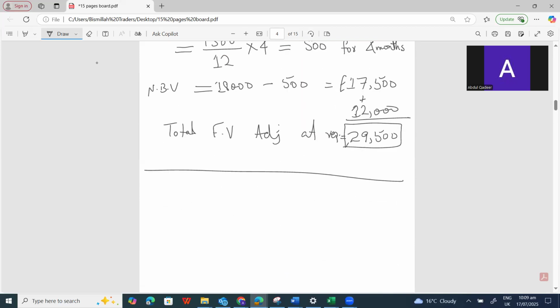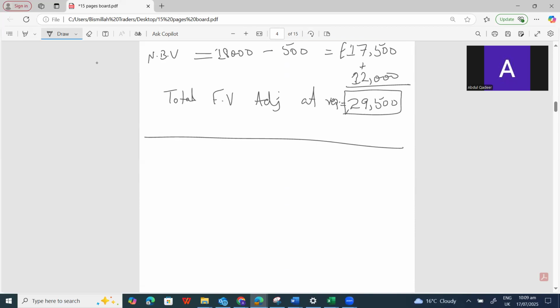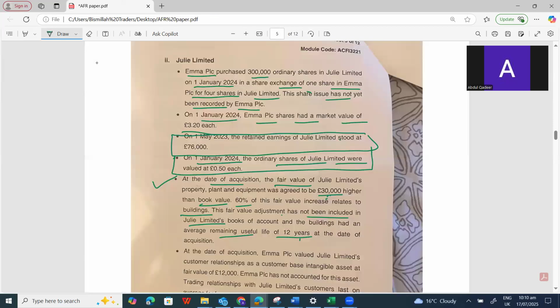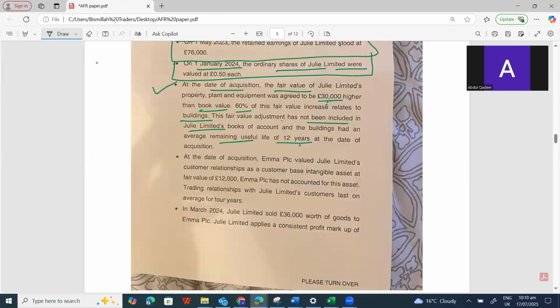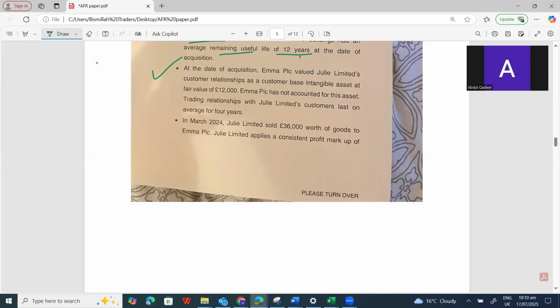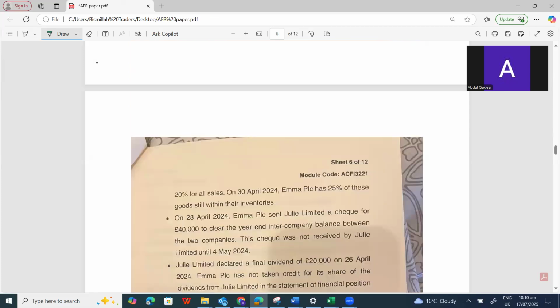Now another remaining thing is the intangible assets adjustment. Next thing is about the intangible assets adjustment. This is like the 8 to 10 marks question we have solved.